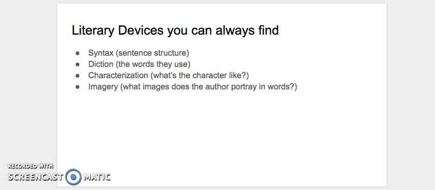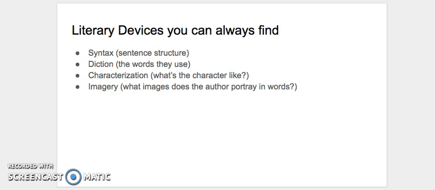There are a specific set of literary devices that are pretty general and easy to find in most writing, and those are syntax, diction, characterization, and imagery. Syntax refers to sentence structure. If the structure of a sentence is interesting, you can make an observation about it, and that happens more often than you would think, because if the author chooses to list, to very bluntly say something, to write a fragmented sentence, or a very, very long sentence, those are all observations that you can note and identify to use in your argument.